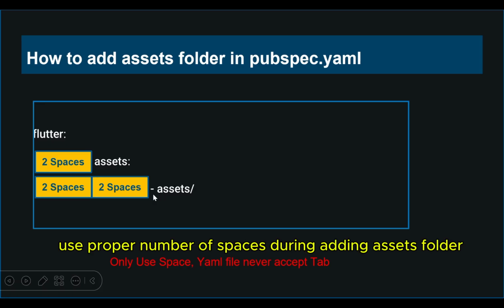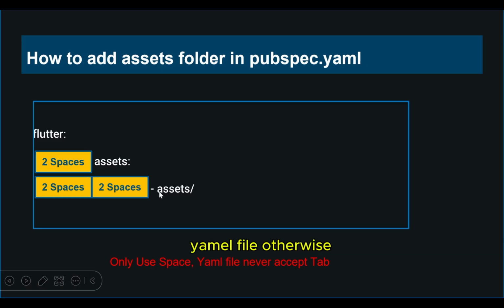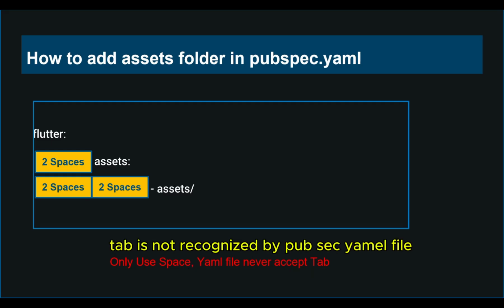Remember, use the proper number of spaces while adding the assets folder in the pubspec.yaml file, otherwise it will generate an error. Note, do not use tab, only use spaces. Tab is not recognized by the pubspec.yaml file.